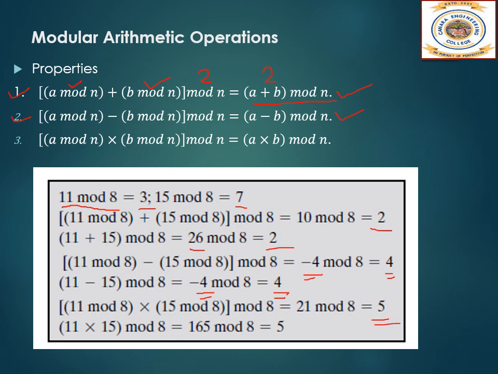Coming to this one, 11 into 15. How much is this? 165. So 165 divided by 8. What is the remainder? It is 5. You use your calculator to find this. It is very simple. Okay. So now both are 5 and 5. So here it is the same. So property 3 is also proved.